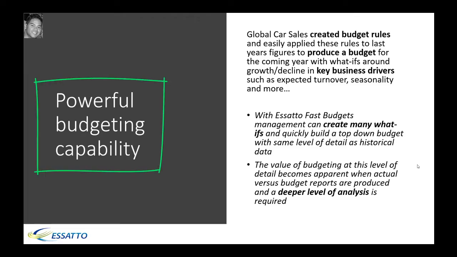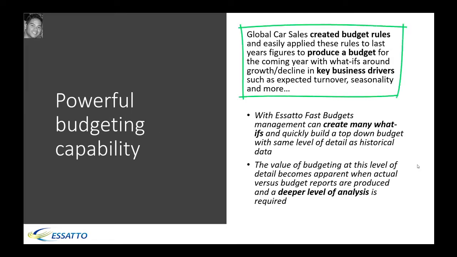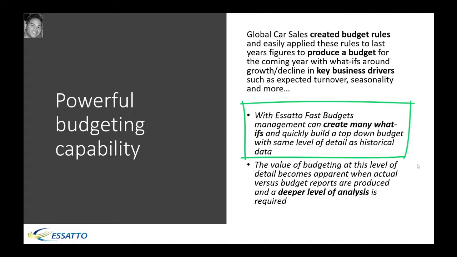Essatto includes a powerful budgeting and forecasting module called Fast Budgets. With Fast Budgets, you can create rules to populate budgets or forecasts using actuals, a previous budget or a previous forecast. Creating rules is easy and does not require any coding. Using the rules, you can create many what-if scenarios. For example, we have a product with 3 months of poor sales. What is the forecast for annual margin if we reduce price for this product for the remainder of the year?